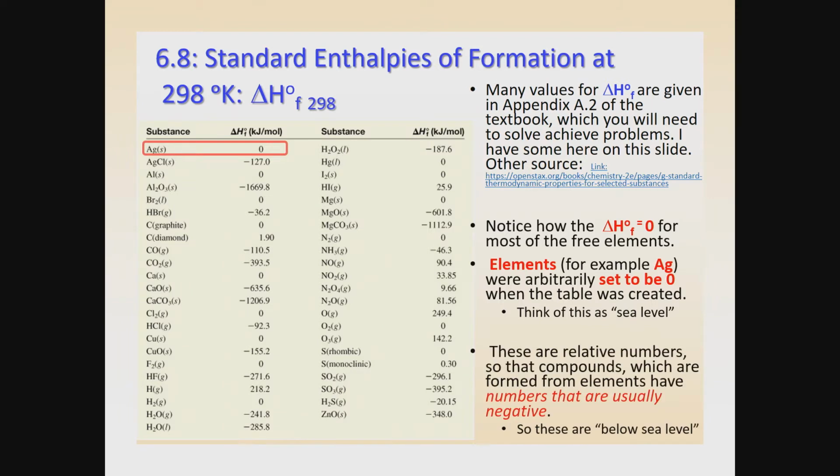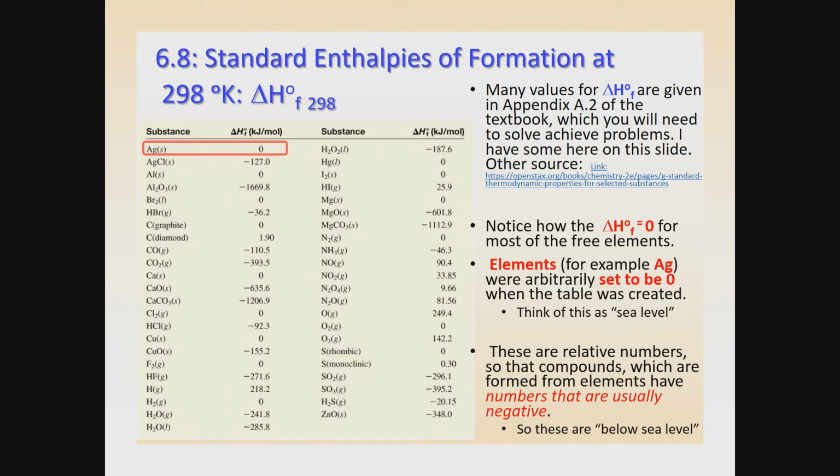sea level. When you look at the standard enthalpy changes for the formation of a compound from its elements, you'll see that they're usually negative numbers. For example, the standard enthalpy change for the formation of silver chloride, which is underneath silver, is negative 127 kilojoules per mole. That indicates that when silver chloride forms from its constituent elements, silver and chlorine, energy will be released.